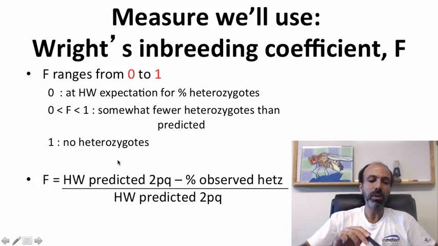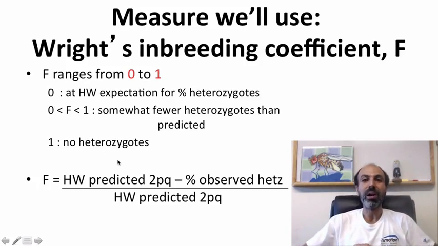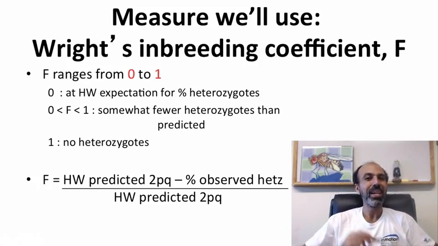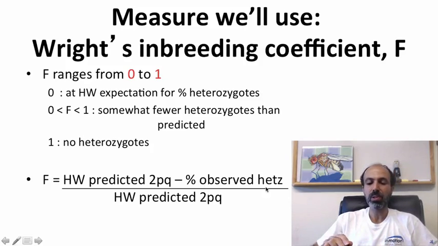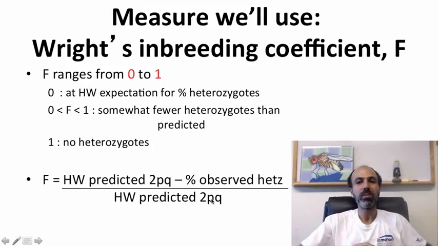And if you have an F of 1, it means you have no heterozygotes in the population at all. This sounds very familiar, doesn't it? It's very similar to FST. And again, F is calculated as the Hardy-Weinberg predicted 2PQ minus the observed heterozygotes over the Hardy-Weinberg predicted 2PQ.